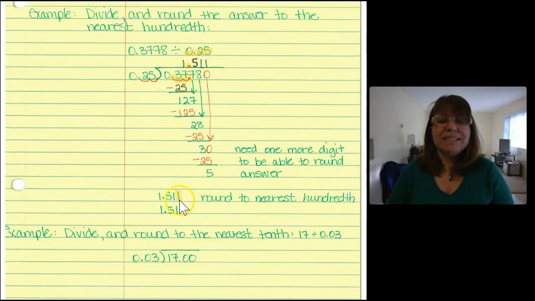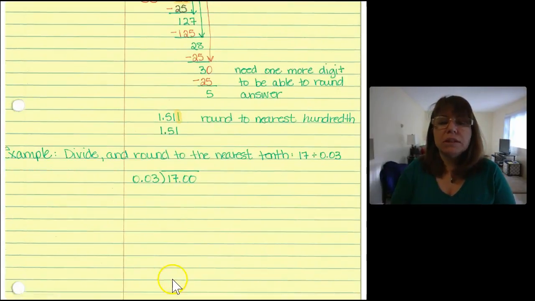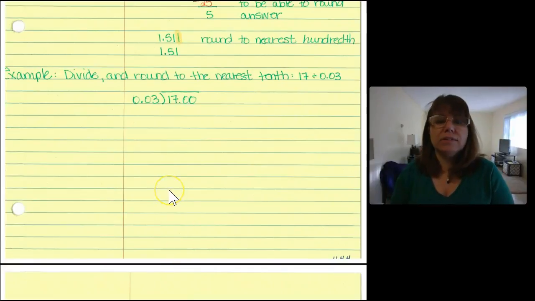We look at the thousandth position. If that is 5 or more, 5 or greater, we're going to round up. Our hundredth position will round up. If it is less than 5, then we will round down. We will truncate it. We'll just cut it off. In this case, 1 is less than 5, so we can just chop it off, and our solution would be 1.51.